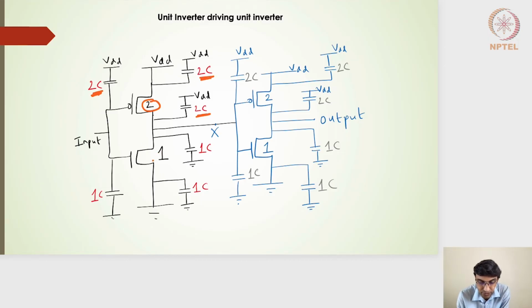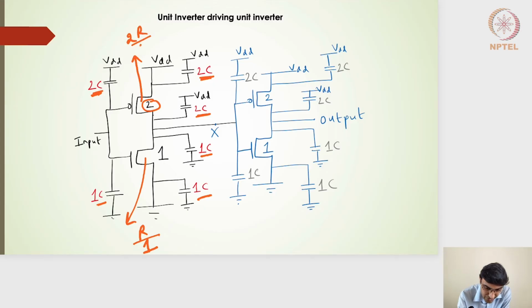On the NMOS side, for the first stage inverter, I have a scaling of 1. That's why the capacitances remain 1C, 1C, and then 1C. The switching resistance for this should be R, with a scaling factor of 1. The switching resistance of the PMOS, we know, is 2R divided by K, which is 2, so I will get the same as R. Okay, hope this is clear.